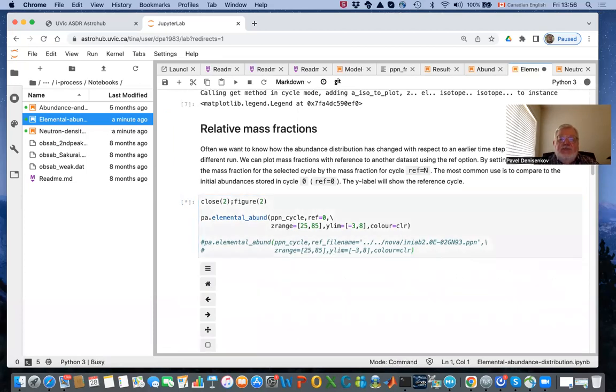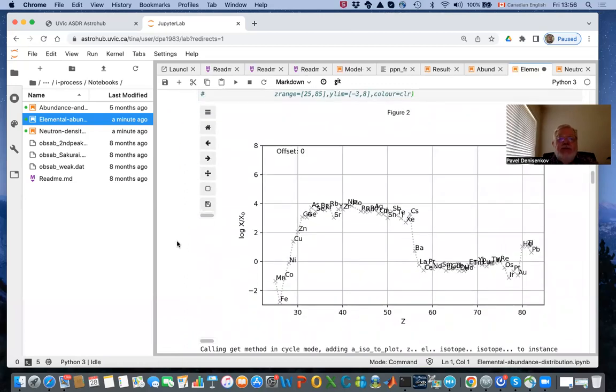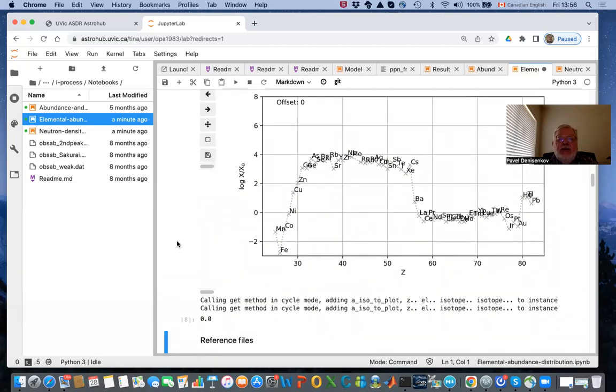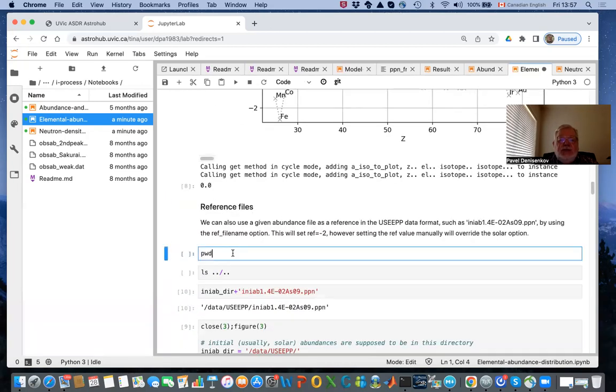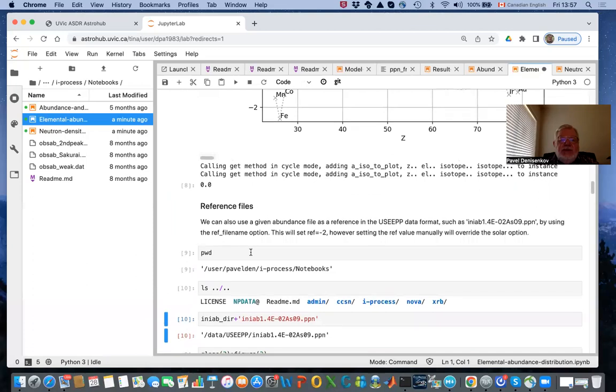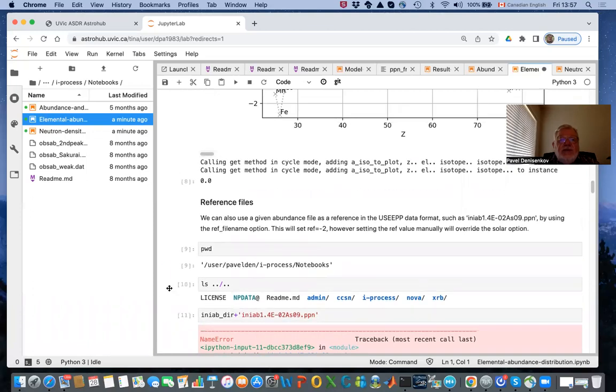Let's execute this. Okay. This is a similar plot, but with respect to initial abundance, mass fraction divided by the initial mass fraction X sub naught. Okay. Now where we are, plus. Okay. Oops. It's not defined. I didn't execute this. So.